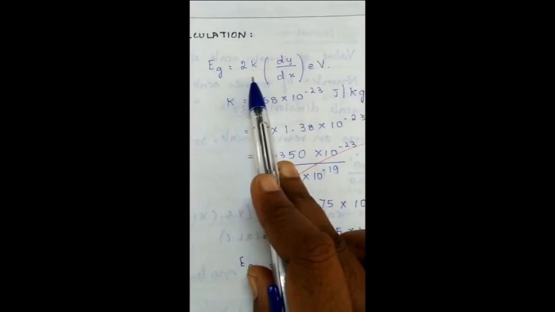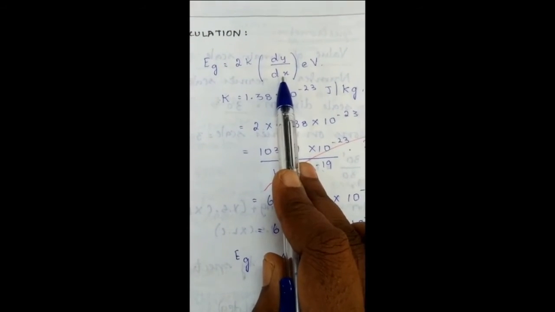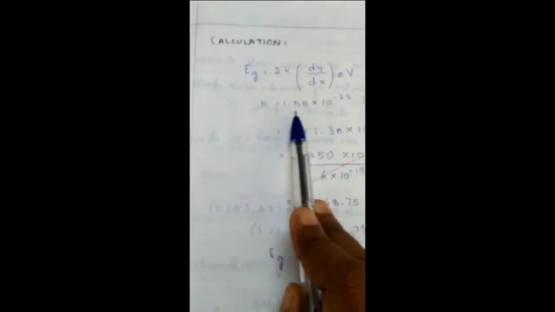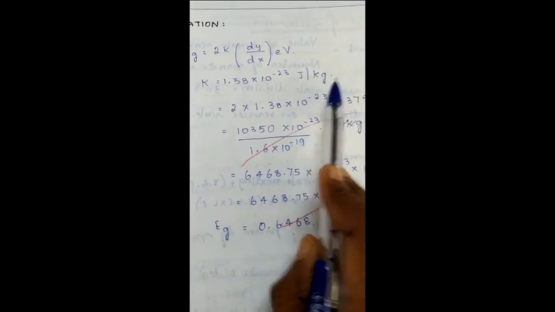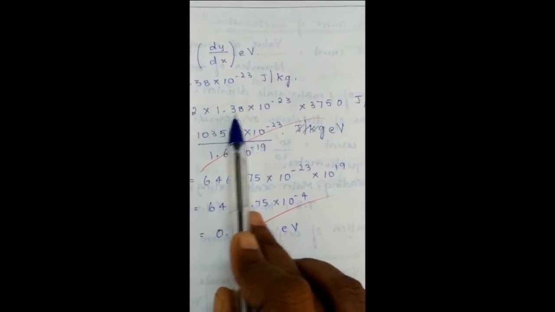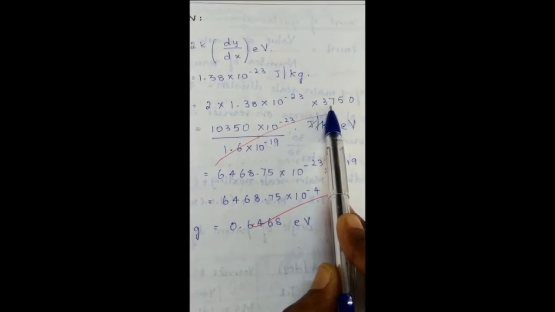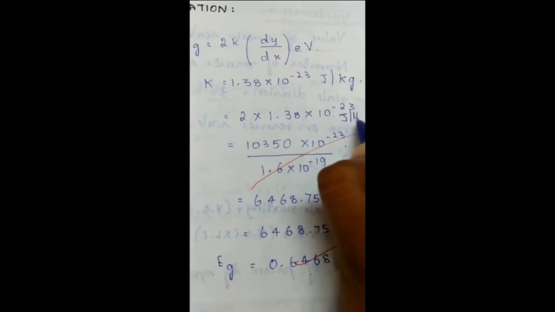Now let us substitute this value. So we have Eg is equal to 2k into dy by dx. That is in joules actually. But if you want it in electron volt, you have to divide it by 1.602 into 10 power minus 19. So the value of Boltzmann constant is 1.38 into 10 power minus 23 joule per Kelvin. It is not kilogram actually, it is joule per Kelvin. So 2 into 1.38 into 10 power minus 23 into the value of dy by dx, that is 3750.